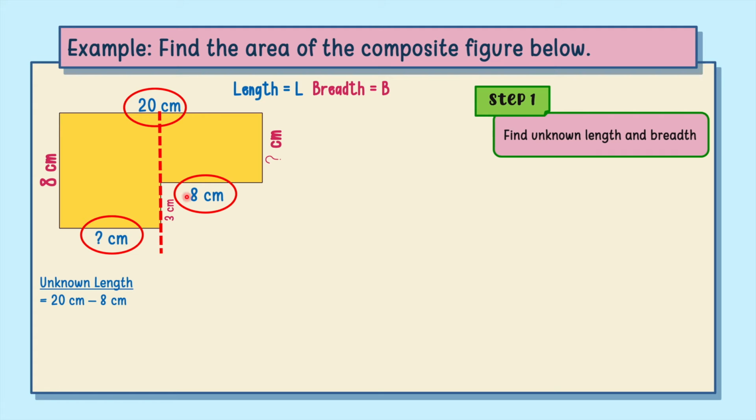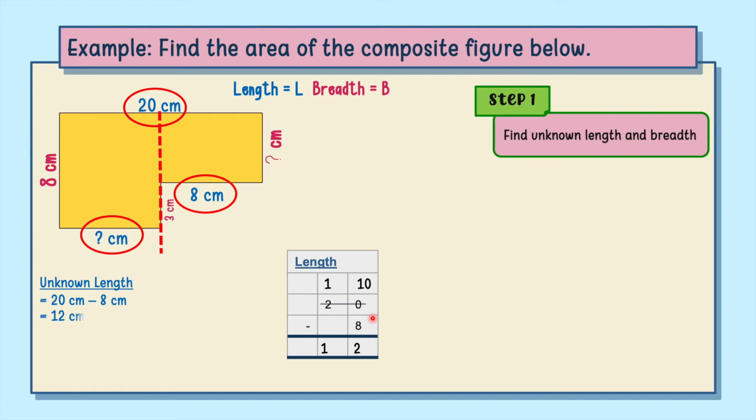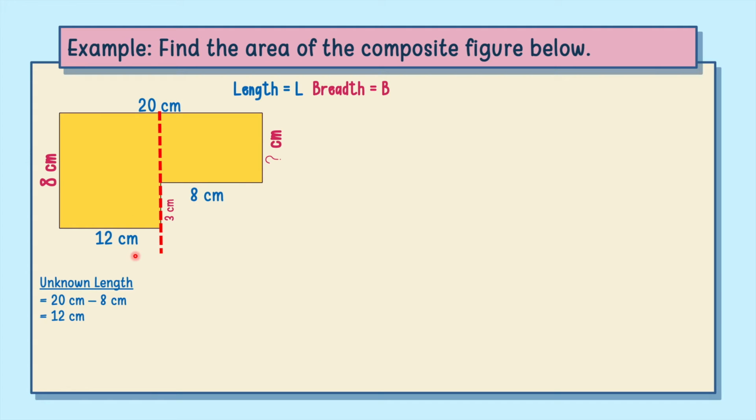So 20 minus 8. The answer is, okay, you cancel that one out, because 0 minus 8, we cannot subtract, so we have to regroup. So 10 minus 8 is 2. 1 minus 0 is 1. So I have here the unknown length is 12 centimeter. I will write that down, 12 centimeter.